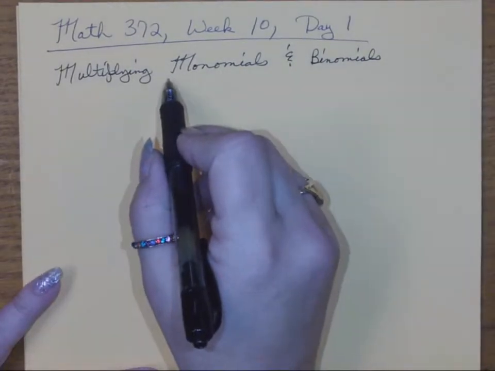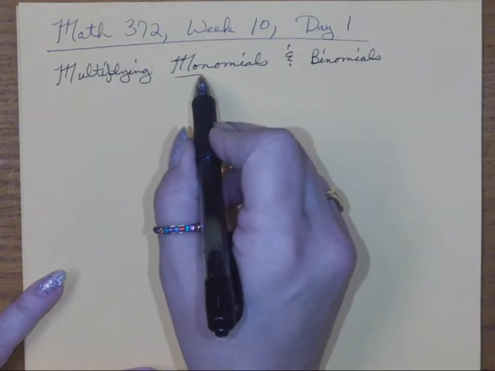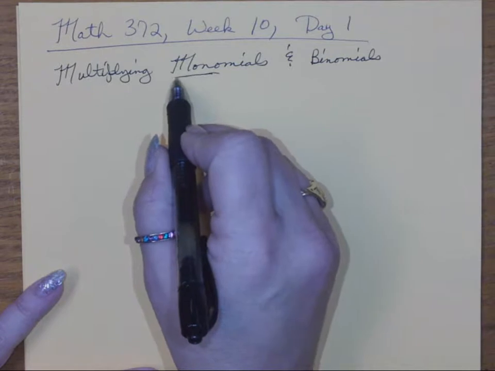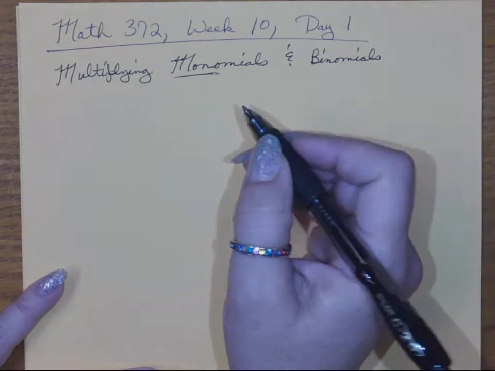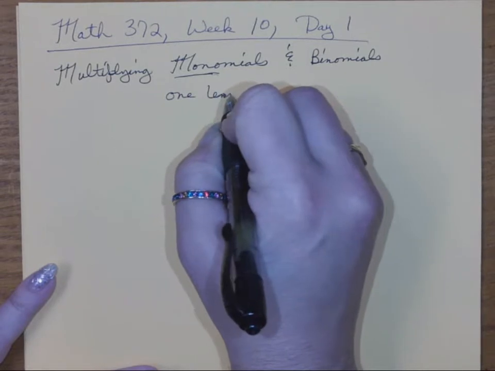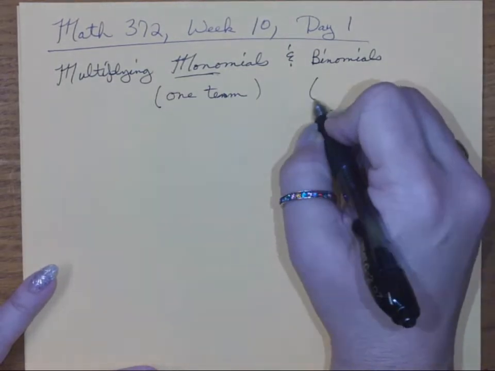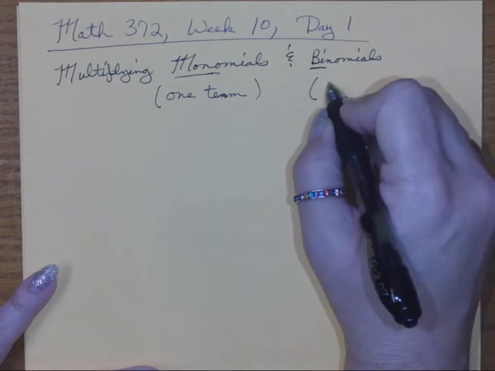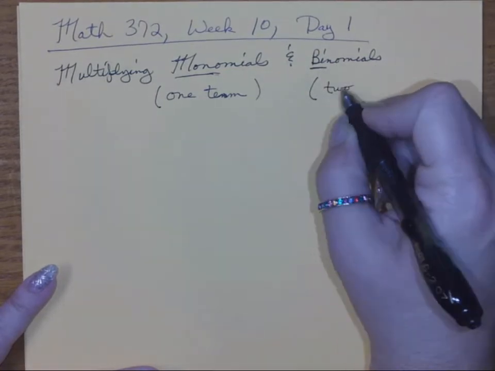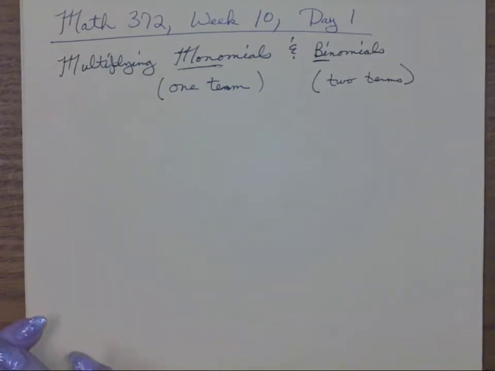So the first question I wanted to ask today was, what is a monomial? And when you see that mono, that generally means one. So this is one term. So we're multiplying things with one term. And the bi there means two. So two terms.